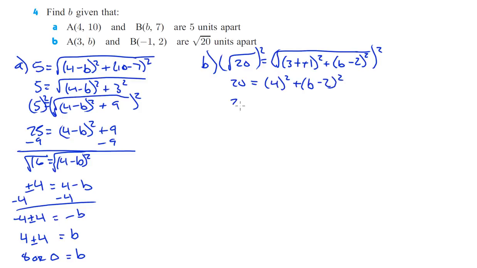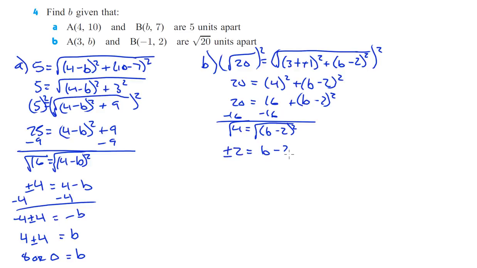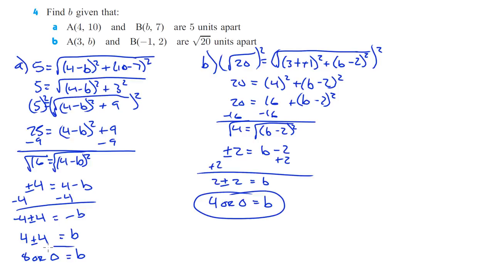Let's simplify this one. 20 equals 16 plus b minus 2 squared, so subtract 16 from both sides, and we get 4 is b minus 2 squared. Again, to get rid of the square, we square root both sides. The square root of 4 is plus or minus 2 equals b minus 2. Now we add 2 to both sides, and we get that b is going to be 2 plus or minus 2. So 2 plus 2 is 4, and 2 minus 2 is 0. So b can equal either one of those.